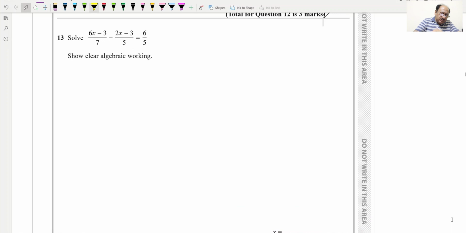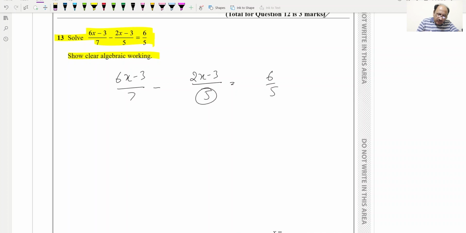Now this one is algebraic fractions. We have to solve this and show clear algebraic working. So what we can do, we can write the equation which is 6x minus 3 over 7 minus 2x minus 3 over 5 is equal to 6 over 5. Now if we take this one, 7 into 5 will be 35, so we'll multiply each term by 35 to get rid of the denominators, so 35, 35 and 35.